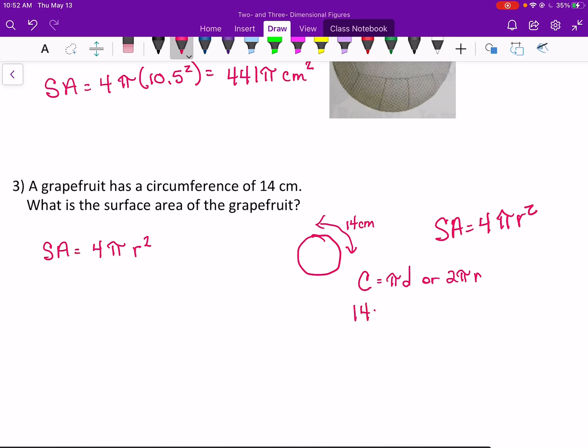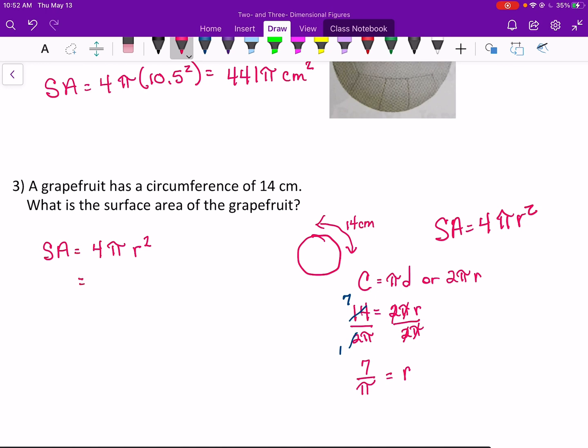14 is the circumference. 2 pi r is what that equals. I want r, so I'm going to divide both sides by 2 pi. The 2's cancel, the pi's cancel. 14 divided by 2 is 7, or you can think of it as 2 into 14 goes 7 times. So my radius, even though it looks kind of weird, is 7 over pi. I'm going to leave it like that. I can punch in a little bit, okay?